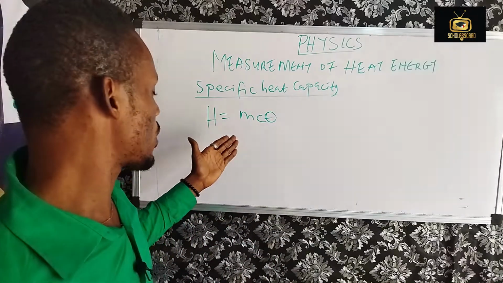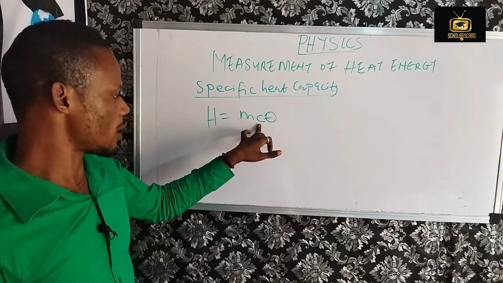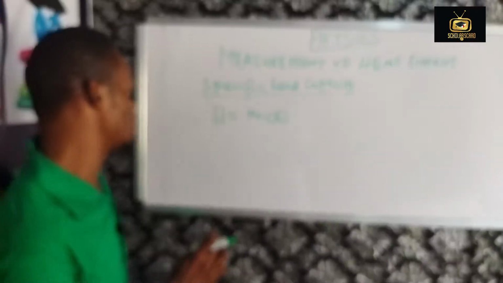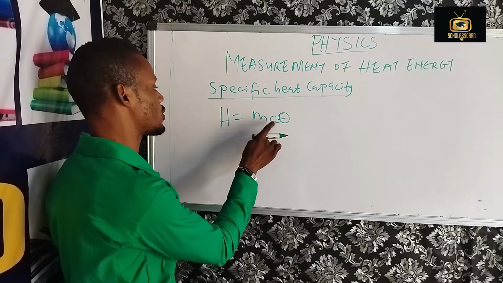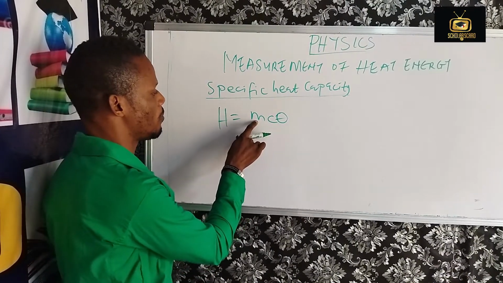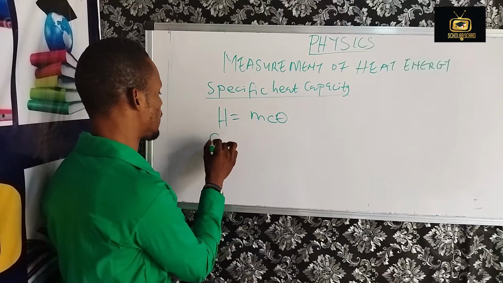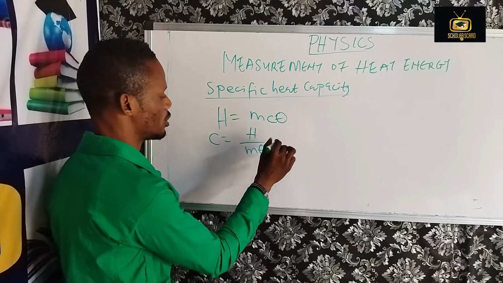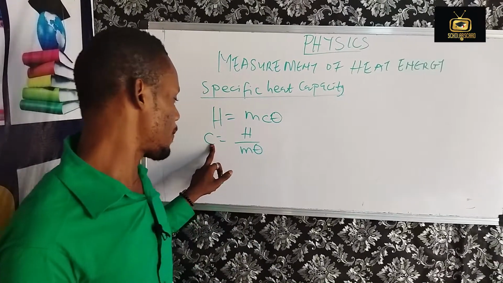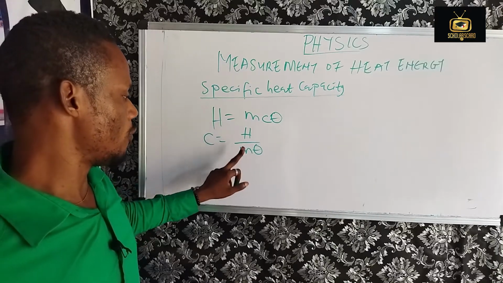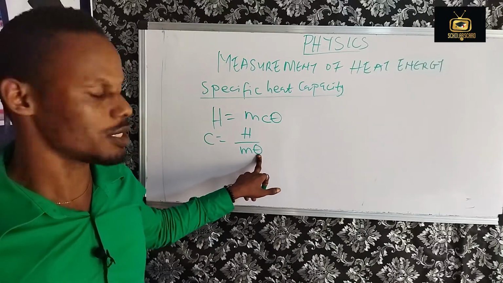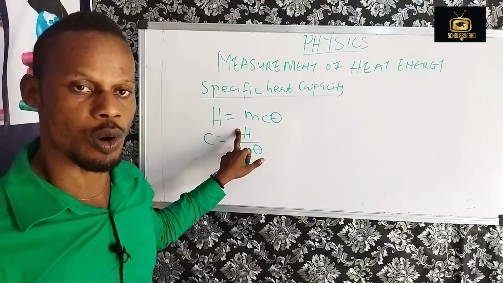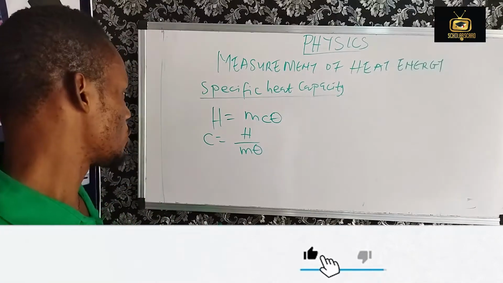By looking at this, we can make the specific capacity of the substance the subject by dividing both sides by the coefficient of C. Mathematically, dividing both sides by M theta, we now have that specific capacity C equals the quantity of heat H all over M theta. So specific capacity equals quantity of heat over mass times temperature change, where theta stands for the temperature change, M is the mass, and H stands for the quantity of heat or heat content. Are you getting it?